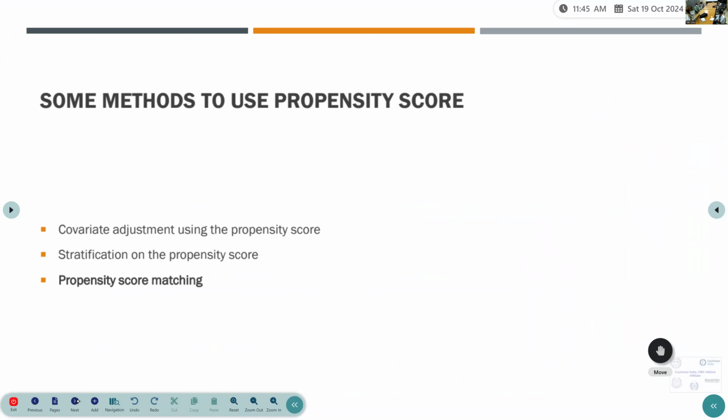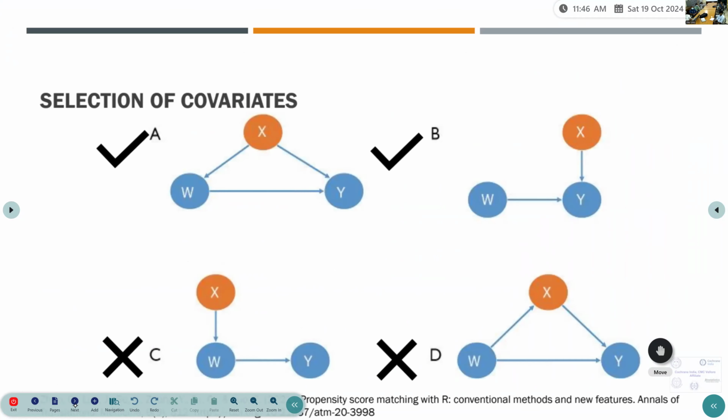So some methods that use propensity score as a basis are covariate adjustment using the propensity score, stratification based on the propensity score, and propensity score matching, which is what the authors of this paper have done. So how do we select the covariates that go into calculating the propensity score, which is the same as deciding what are my confounders in the observational study.